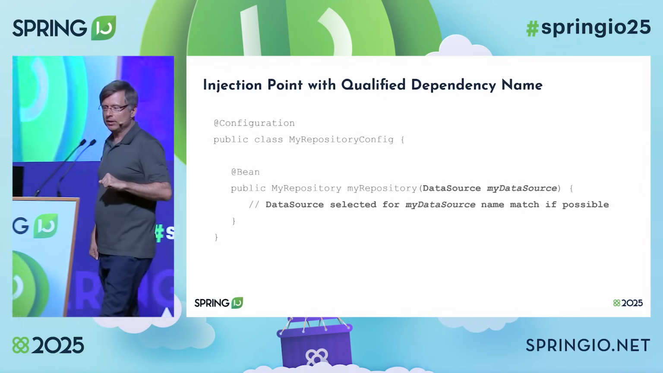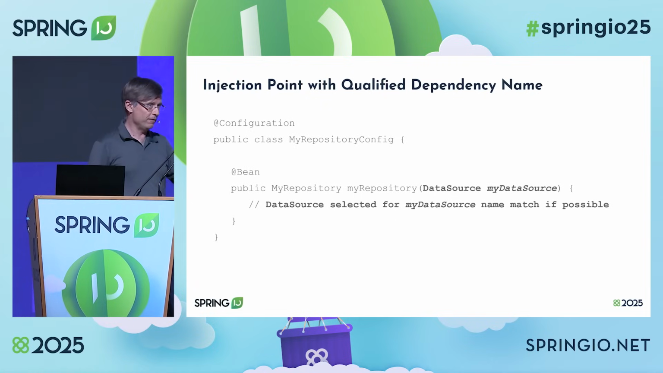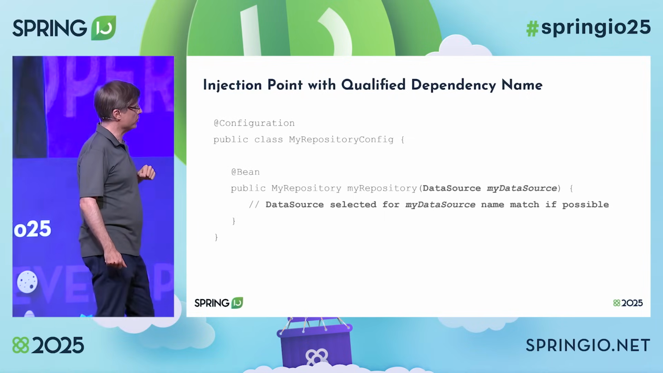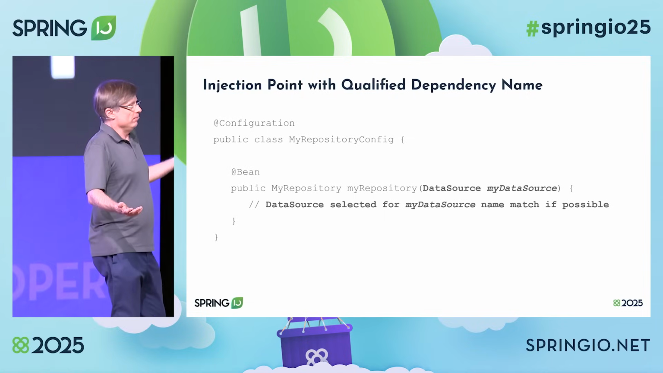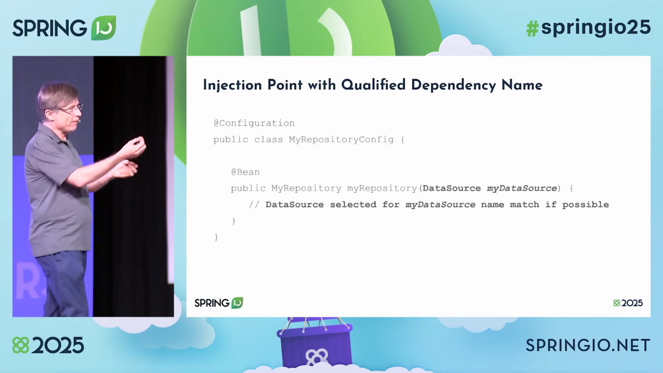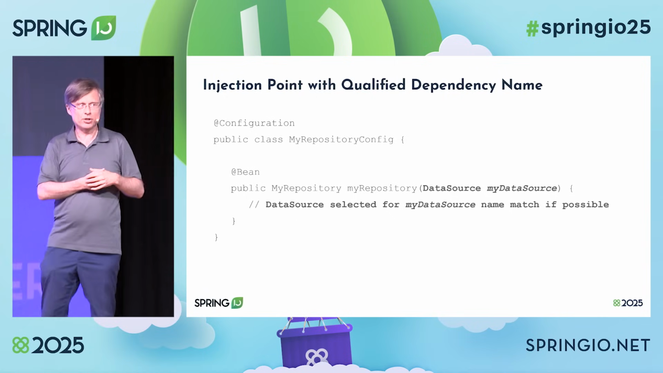But it can be quite useful since beans have names, injection points have names, express a dependency name. If you're happy aligning those names, this is good enough to select among multiple matching candidates.